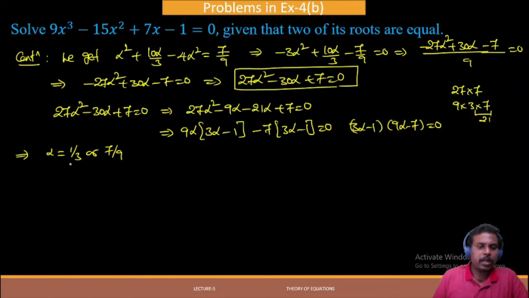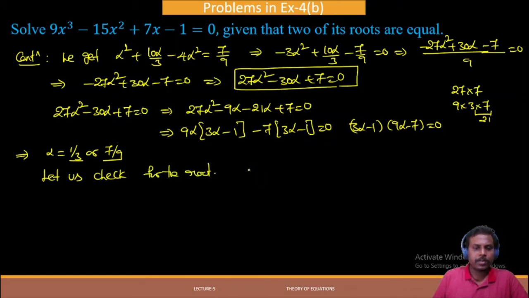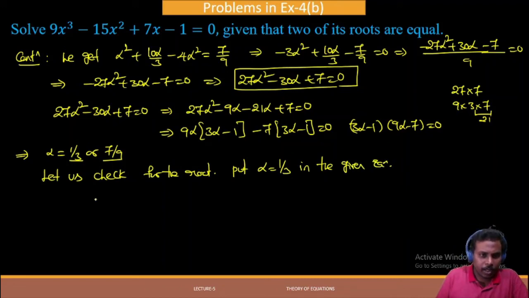So here there are two possible values for alpha. Now there is only one particular choice possible because both of them cannot be the roots actually. Okay, so let me check. Let us check for the root. So to check whether it is a root or not, I have to substitute alpha is equal to 1 by 3 in the given equation.